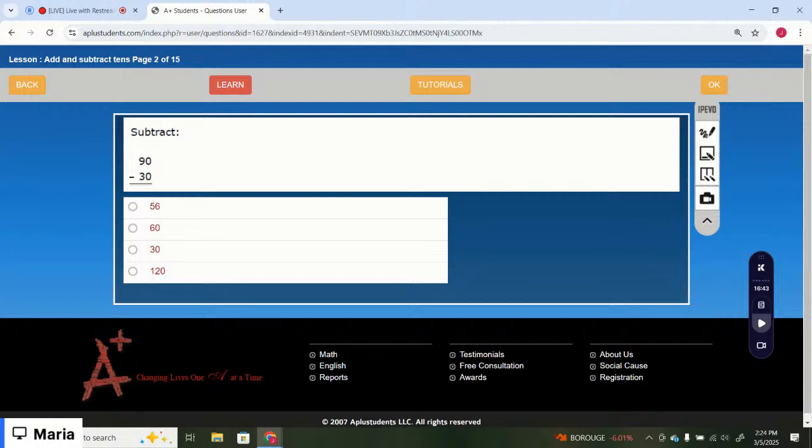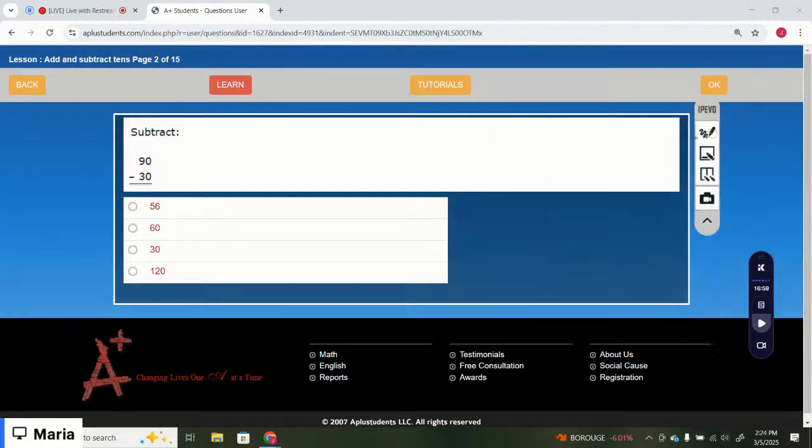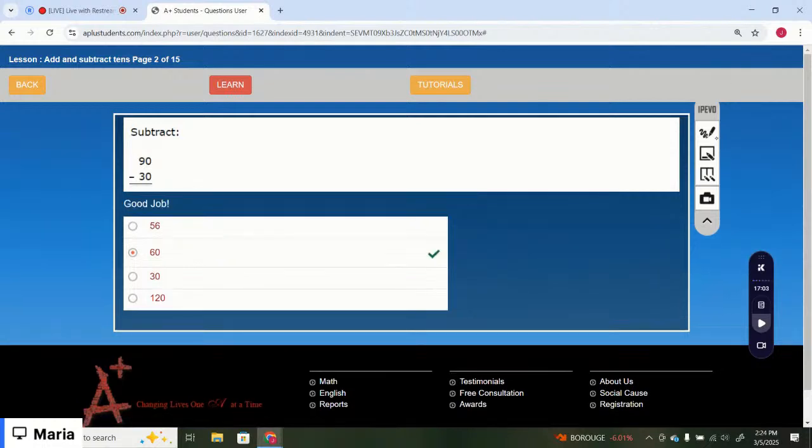Ninety take away 30. So 0 take away 0 is 0. And then 9 take away 3 is 6. So 90 take away 30 is 60. Option number 2 is the correct option. 90 take away 30 equals 60.